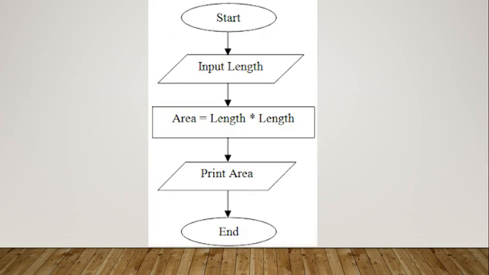So it started with an oval shape start. To find the area of a square, we have to take the input length. We have to take the length of one side from the user as input. So we have taken the length as input length, and then how can we calculate the area?